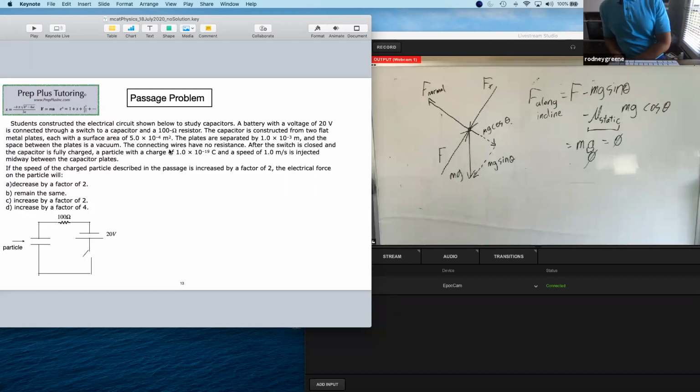So students constructed the electrical circuit shown below to study capacitors. A battery with a voltage of 20 volts is connected through a switch to a capacitor and a 100 ohm resistor. The capacitor is constructed from 2 flat metal plates, each with a surface area of 5 times 10 to the minus 4 square meters. The plates are separated by 1 times 10 to the minus 3 meters, and the space between the plates is a vacuum. The connecting wires have no resistance. After the switch is closed and the capacitor is fully charged, a particle with a charge of 1 times 10 to the minus 19 coulombs and a speed of 1 meter per second is injected midway between the capacitor plates.